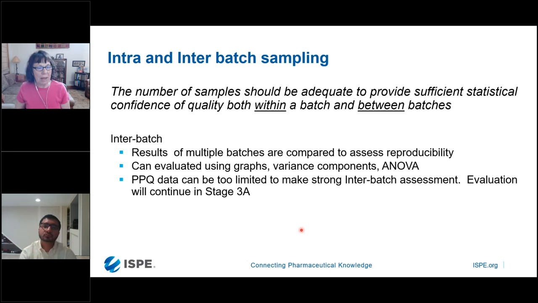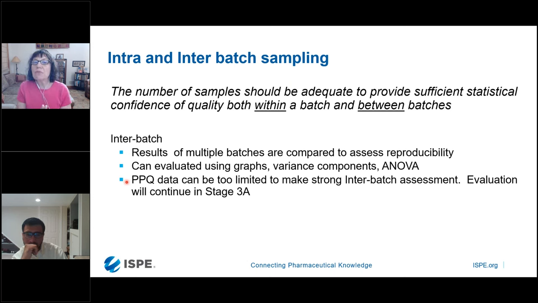Now, what about interbatch? By interbatch, we mean that the results of multiple PPQ batches are compared to assess reproducibility. We can evaluate our data using graphs, and again, variance components or analysis of variance. And keep in mind that PPQ data can be too limited to make a strong interbatch assessment. We may only have 3, 4, 5 batches. Evaluation will continue in stage 3A. That's the first stage in stage 3.